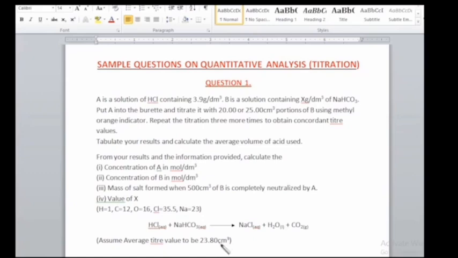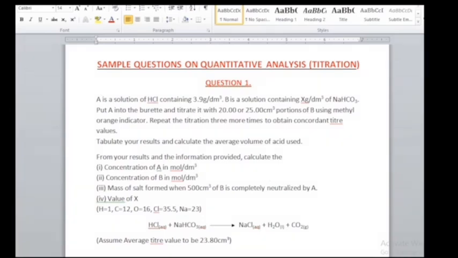I want to believe we know how to carry out our titration proper and to create our table. Perhaps you do not understand that properly. You can quickly look at the video that the link is showing on the screen right now to help you understand how titration is being carried out and how the table is being constructed. So for this question, let us move straight into it.